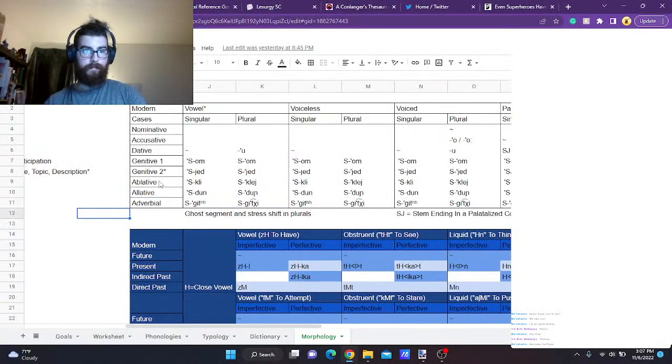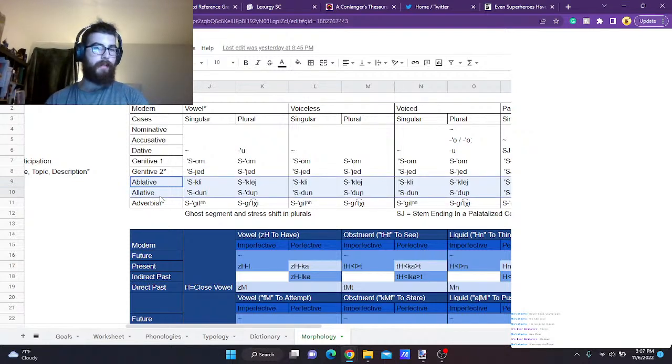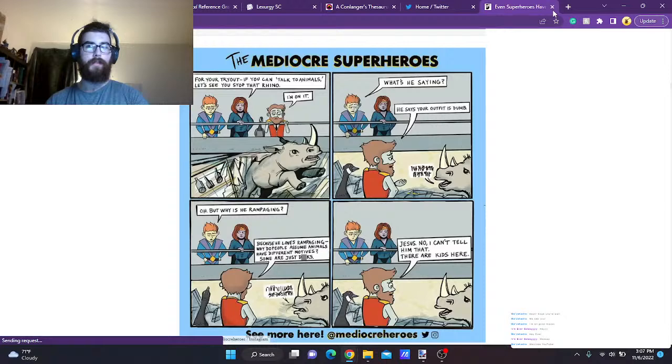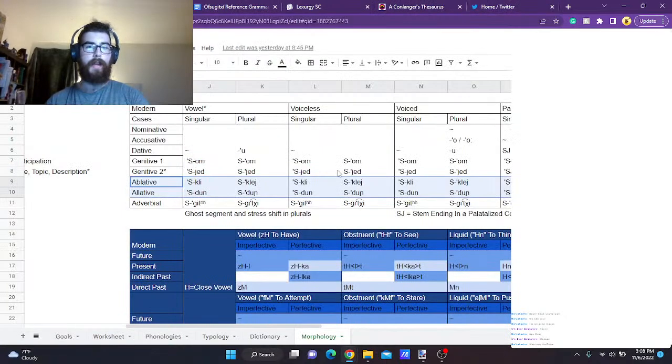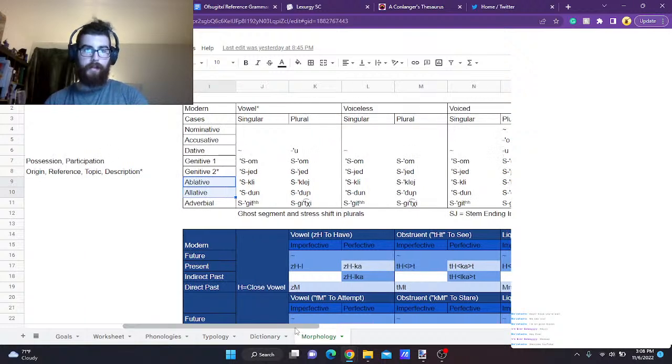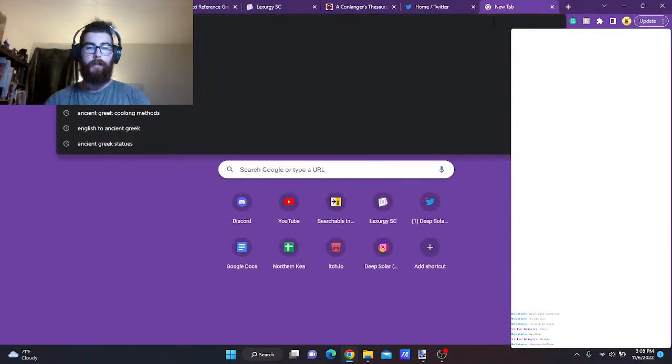So, we have two prepositional cases in Osugitri. They are an ablative and an allative. Long story short, I have big plans for these guys. I just need to know when we're going to use them. So, let's pull up an image.